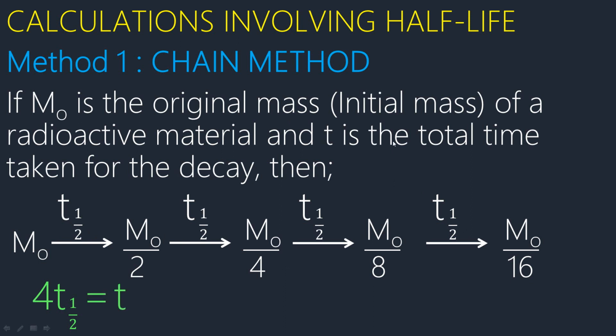We said T is the total time taken for the decay. According to what I've represented here, we have 4 decays: the first decay, another decay, another decay, another decay. The number of decays is 4. So 4 half-lives is equal to T. The decays we are talking about are from a certain mass to half that mass. So generally, the number of decays N times T1/2 is equal to T.